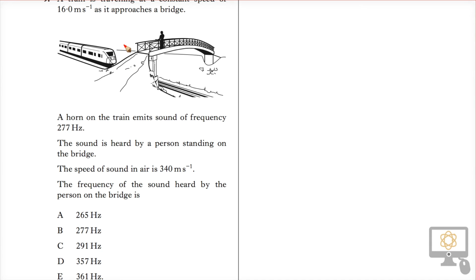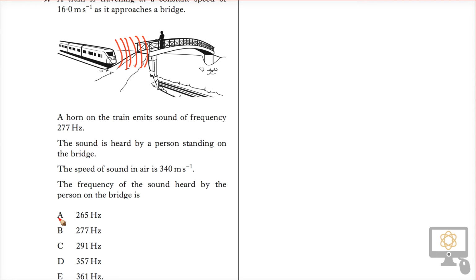Now the key idea here to remember is that these sound waves being emitted by the horn on the train are being compressed as the train travels toward the bridge because it's moving in that direction. And so the frequency observed by the person standing here is actually higher because it's getting more waves per second than if the train and the person were stationary. So it's higher than 277.